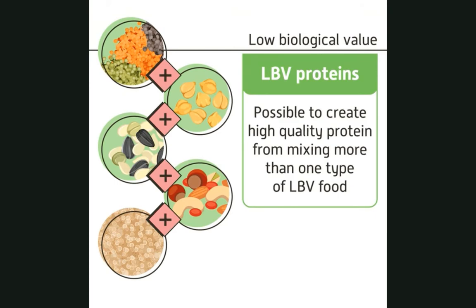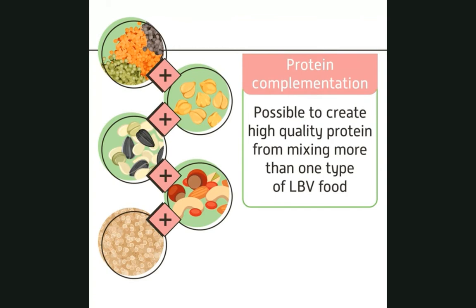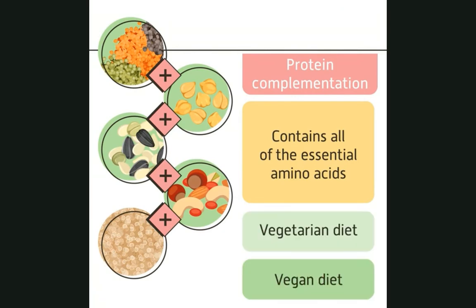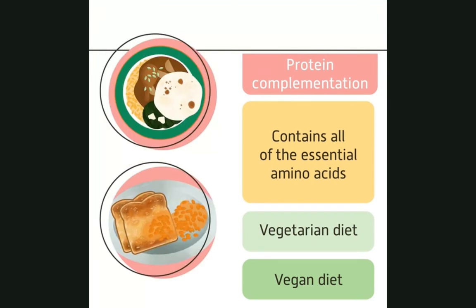It's possible to create high-quality protein from mixing more than one type of LBV food. Combining 2 or more incomplete proteins to form a complete protein is known as protein complementation. It allows the formation of a complementary protein that contains all of the essential amino acids. Protein complementation is essential in a vegetarian diet, and even more so in a vegan diet, where all forms of protein are plant-based. A couple of examples of complementary protein pairings include rice with lentils and baked beans on toast.